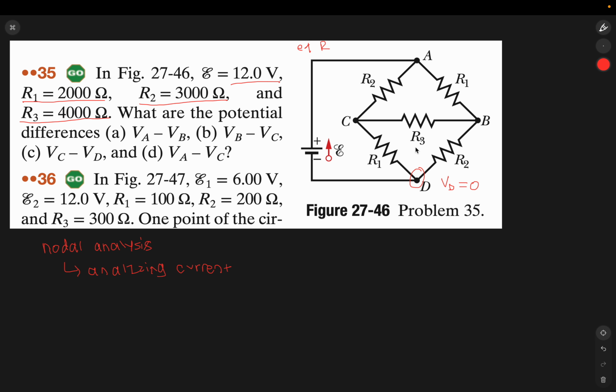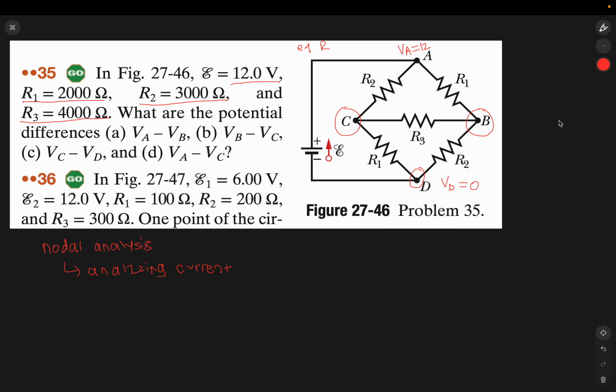Once we do that, we know that VA is going to be 12. As we mentioned, this is because our electromotive force is 12 volts, and the first junction point we hit is A, so A is receiving all 12 volts. Now what we need to find is VC and VB, and we can do this using nodal analysis. We're going to be analyzing the current flow through each of these resistors, and from there we will be finding our VC and VB.